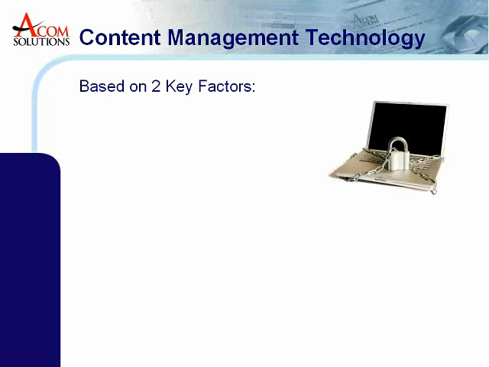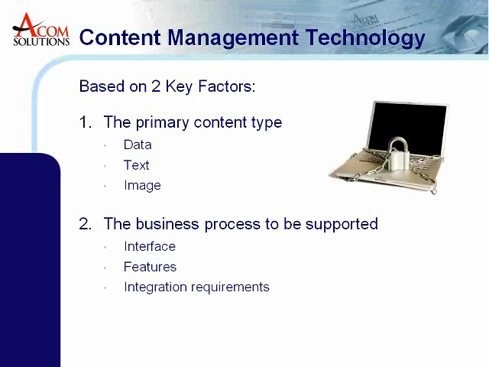Once you have the kinds of documents, then you can look at content management technology. And we find that the technologies really are based on two key factors. The first is, what's the content type? Is it primarily data, primarily text, or primarily image? That has a major factor on what kind of technology you're going to need to capture, manage, and deliver those documents. The second important factor is, what is the business process that you wish to support? Is it a records management business process? Is it a document creation process? Is it a web publishing process?